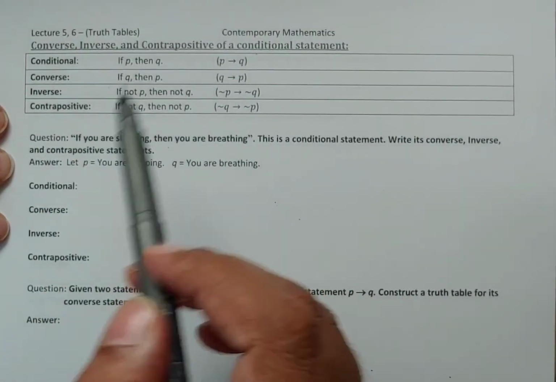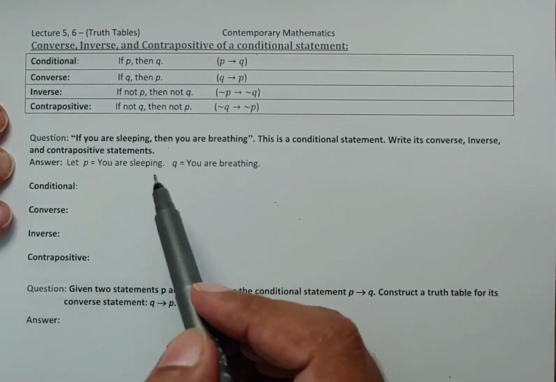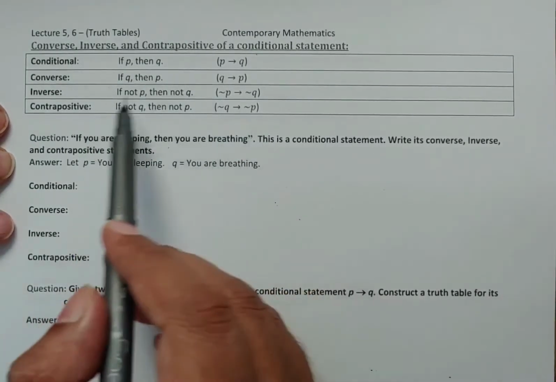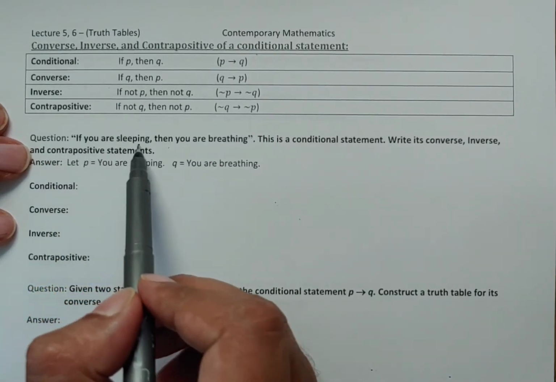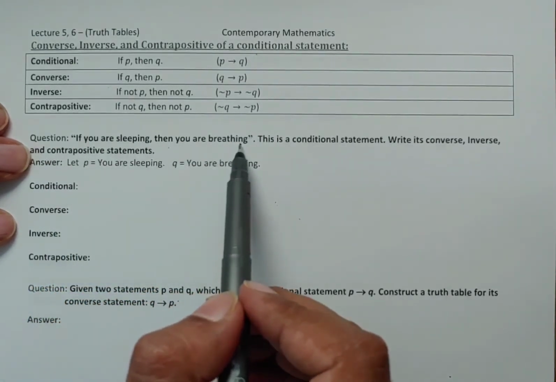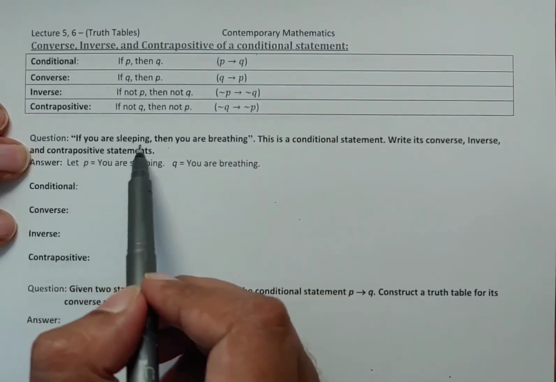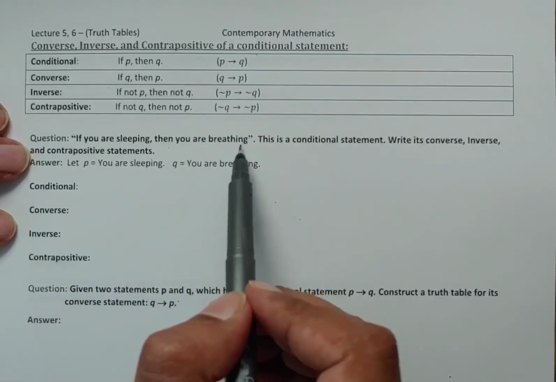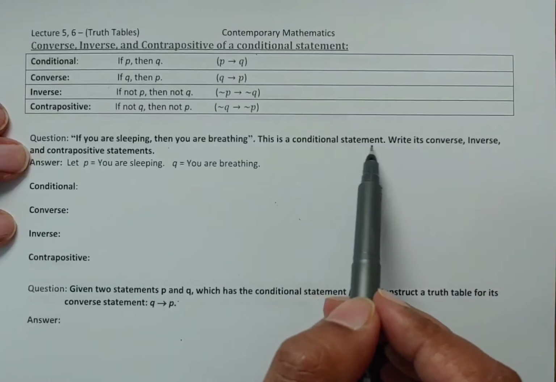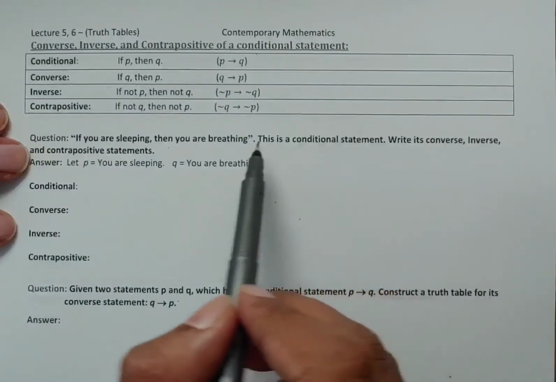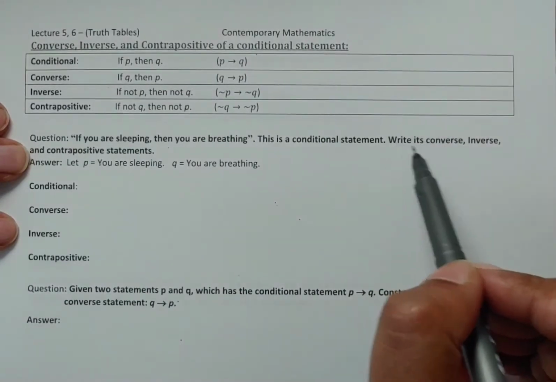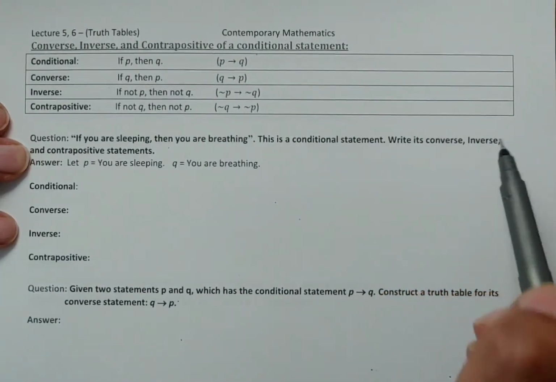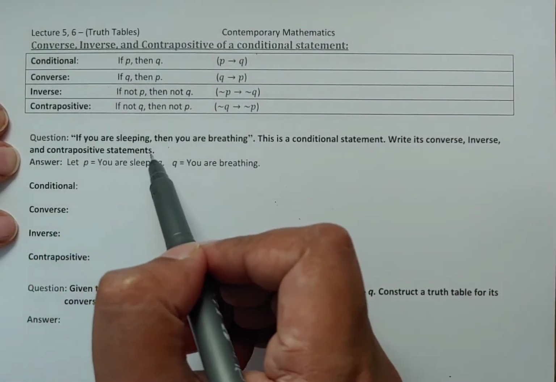Okay, so how do we find these, and what types of question do we get for these things? Here is the question. If you are sleeping, then you are breathing. This is a conditional statement, right? So if, then, this is a conditional statement. Write its converse, inverse, and contrapositive statements.